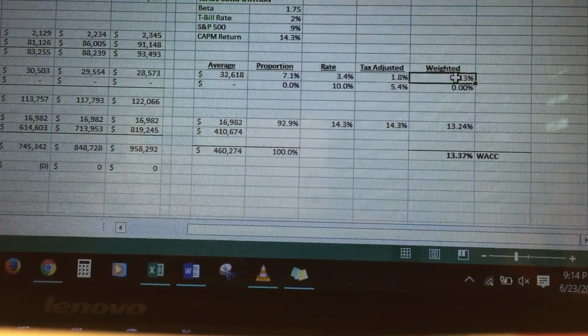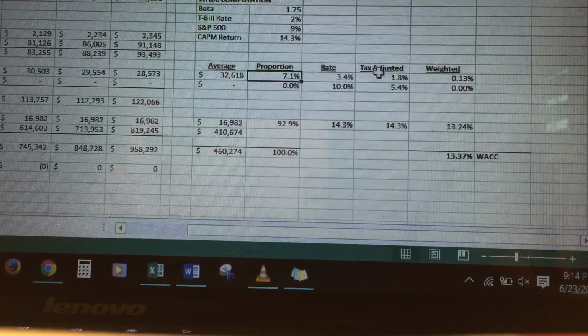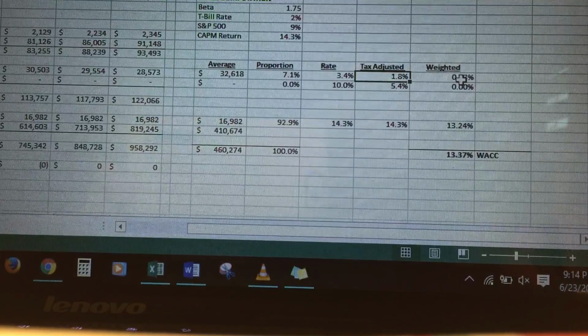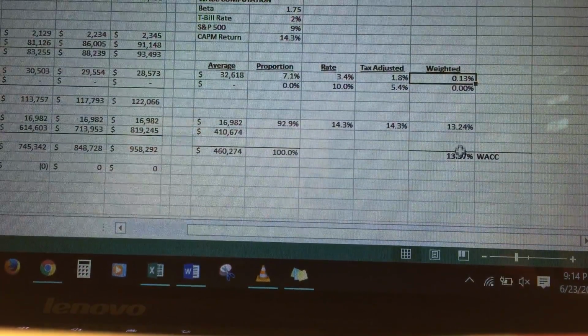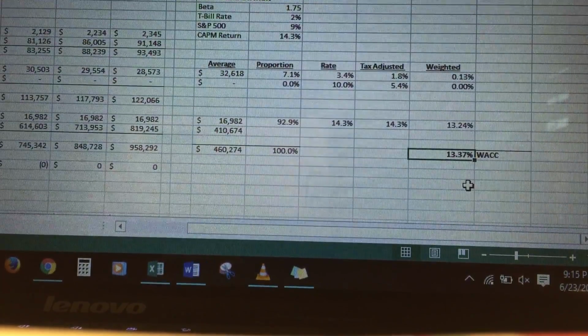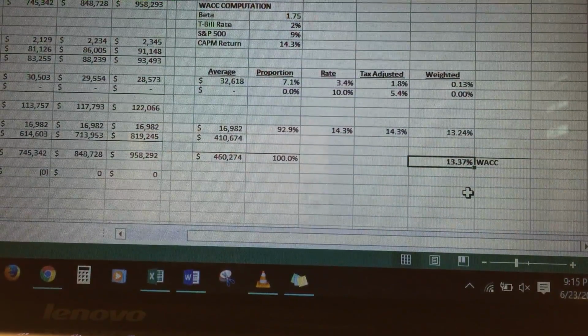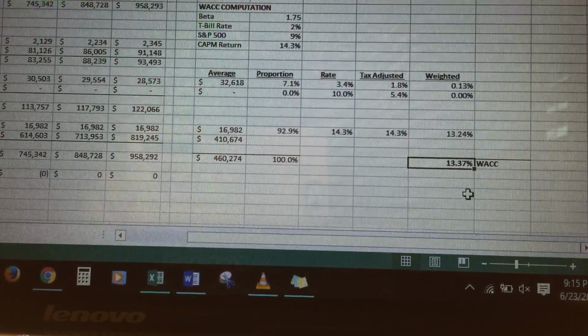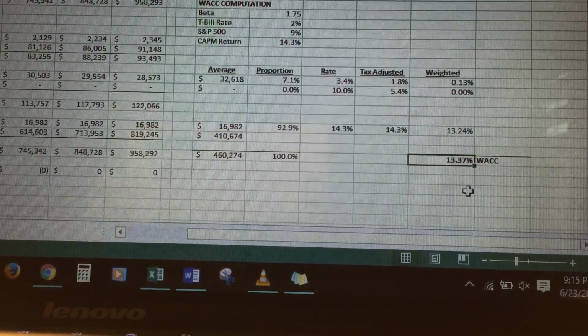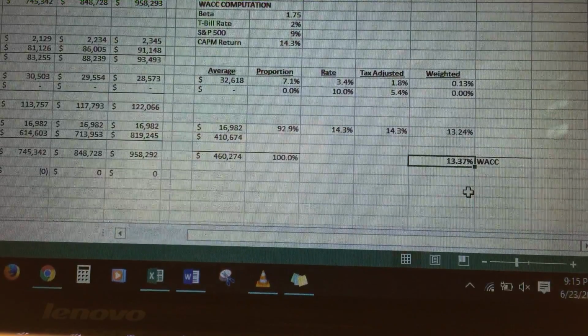And then for the weighted, we took the proportion times the tax adjusted amount and did that for each item, added it together, and got the WACC amount of 13.37. This actually isn't too much of a difference from our previous calculation of WACC. It's only off by a difference of about 1%.